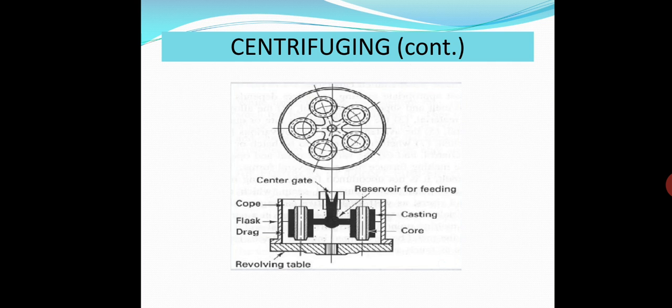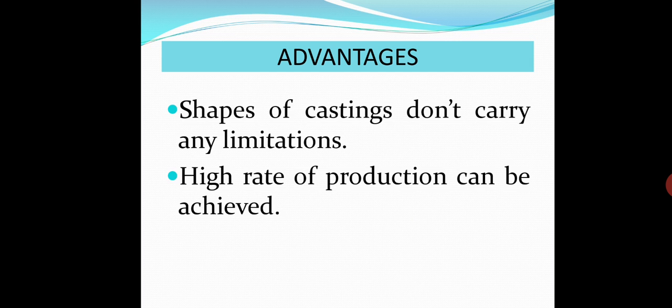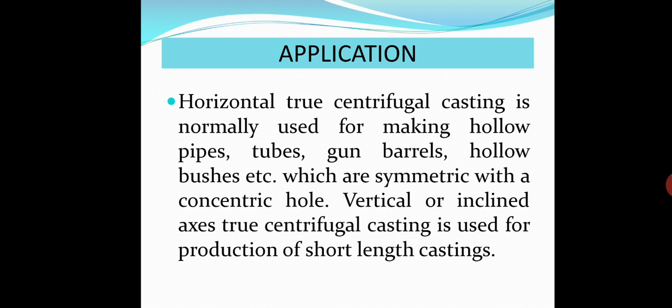So here is the diagram of centrifuging, where this is the reservoir for feeding and a central gate is there. So different castings can be done. The molds are kept at a certain distance from the axis of rotation. Advantage: the shape of casting doesn't have any limitations because the axis of rotation and axis of mold are not coinciding. Because of the centrifugal force due to rotation, the molten metal is forced into the molds by means of a common sprue and gate. So here any shape can be cast. High rate of production can be achieved.